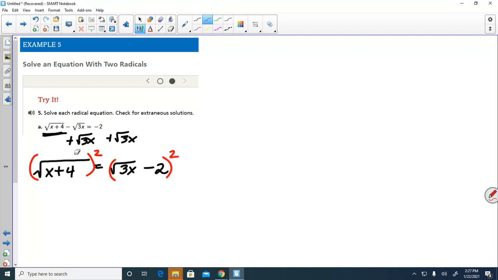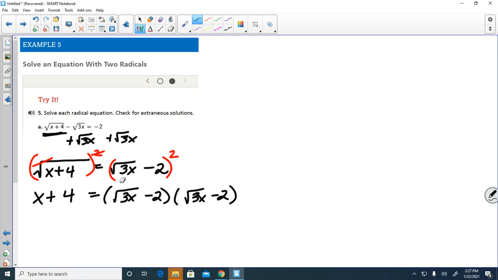On the left side, when you square both sides, the radical cancels out, and you're just left with x plus 4. On the right side, though, I'm squaring the entire quantity, and it's separated by a minus. So I need to make sure that I multiply the square root of 3x minus 2 times the square root of 3x minus 2. I need to multiply those two things together.